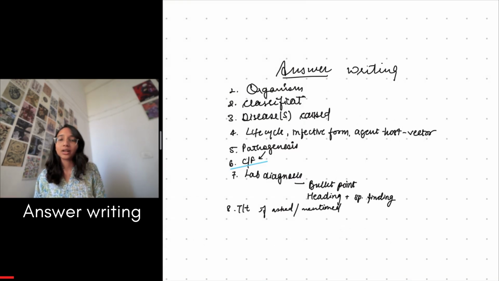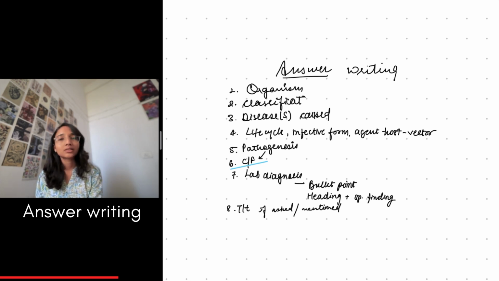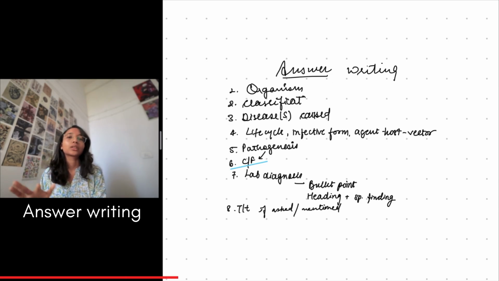Moving on to answer writing. Micro is very specific in the way it rewards you marks for writing your answers. So it has to be neat and clean. Obviously, your presentation matters. You would know that by now. You'll write down the organism, its classification. What is it? Is it a nematode? Is it a gram-positive bacteria? What are the diseases that it causes? Life cycle, infective form, agent, host, vector, all of this has to be followed in a series.